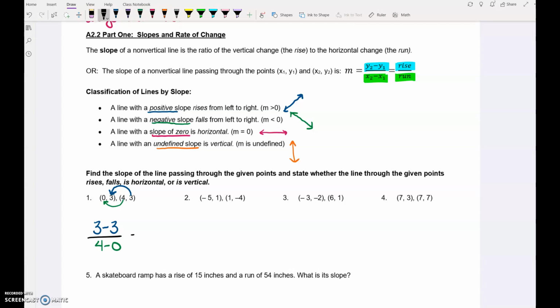3 minus 3 is 0. 4 minus 0 is 4. What is 0 divided by 4? 0. And a 0 slope is a horizontal line.